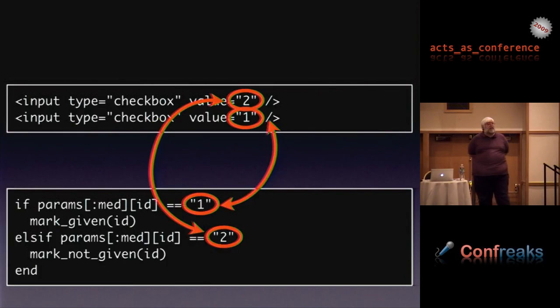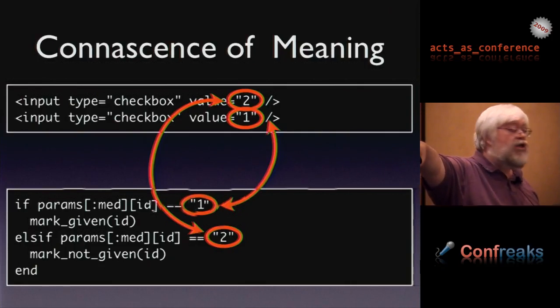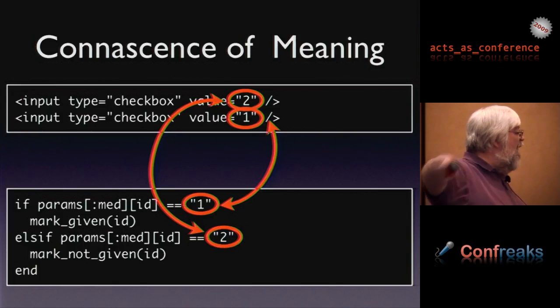The code that processes this might look something like this. If you pull out the params, if it's a 1, we mark it as given. If it's a 2, we mark it as not given. This is called kinesis of meaning, because we have assigned arbitrary meaning to literal values in our program. There's no intrinsic reason why 1 means not given and 2 means given. We just decided that's what it's going to be. Now, this is kinesis, because if I change the checkbox literals, I have to change everywhere that it's used. And this is not a good thing. This is a high level of kinesis between these two elements.